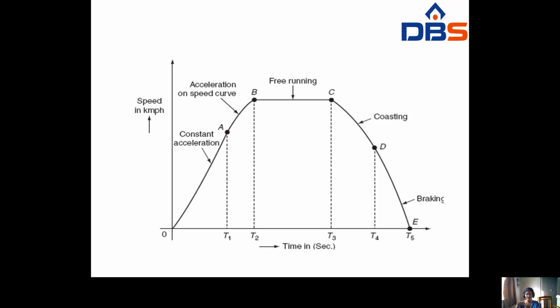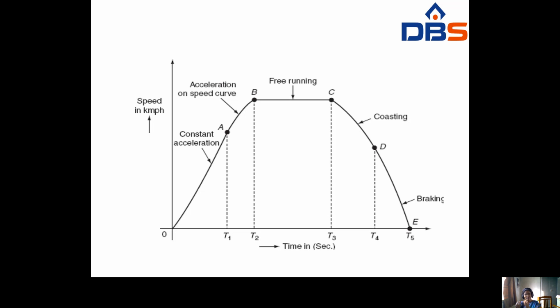The train speed will be reduced, that means the train will be stopped. The train has to be stopped compulsorily. So again the speed of the train will increase slowly, and that period will be called coasting. And finally, again the speed is very much less, and finally the train will be stopping. That period will be called braking.